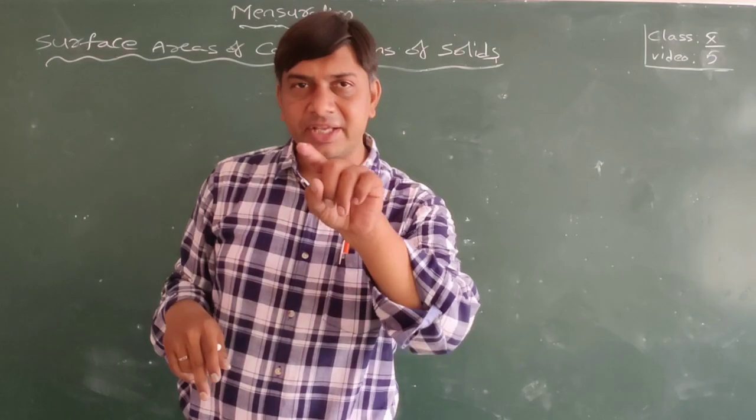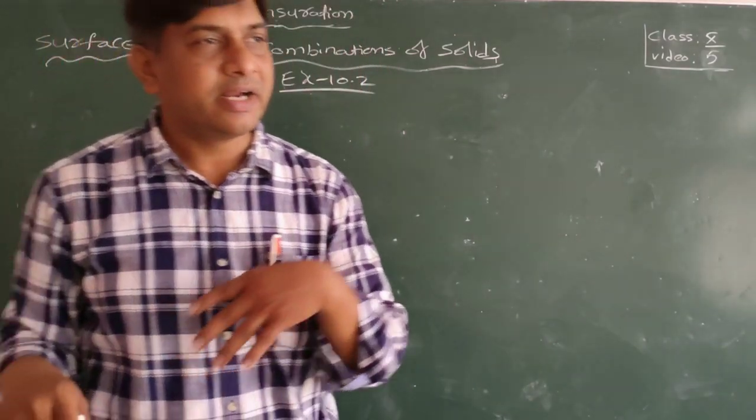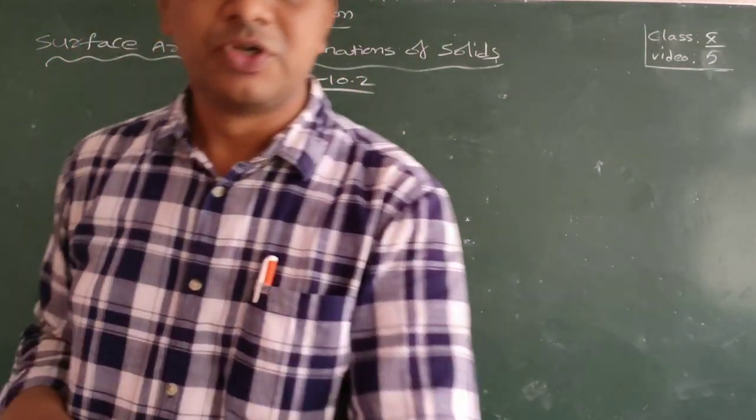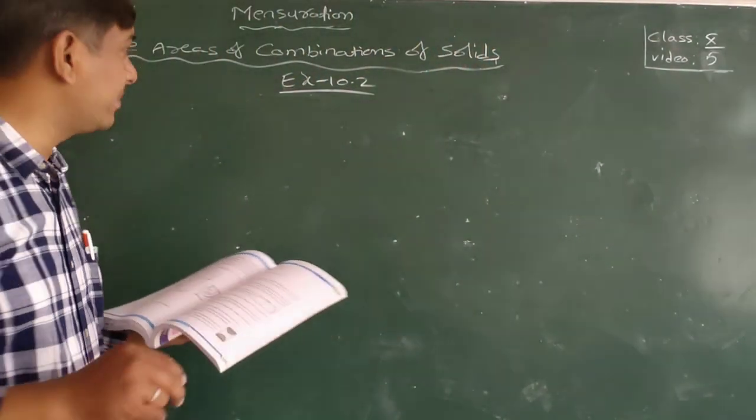Okay, you need to consider whether it is included or excluded. You have to identify it. So, for example, the first one is exercise 10.2, first one.